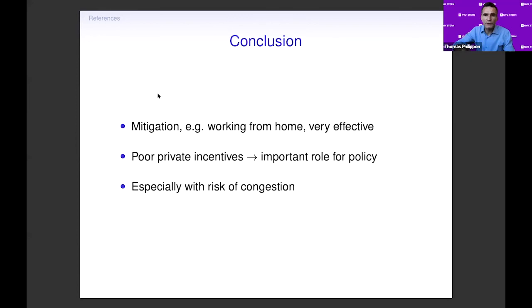Yeah, that's exactly what we do. We use his numbers and his calibration. Yeah. Okay. Thank you for clarifying that, Thomas.